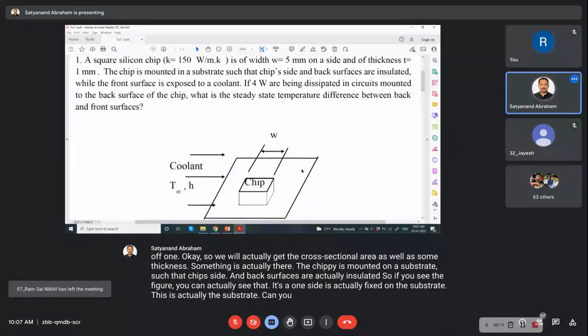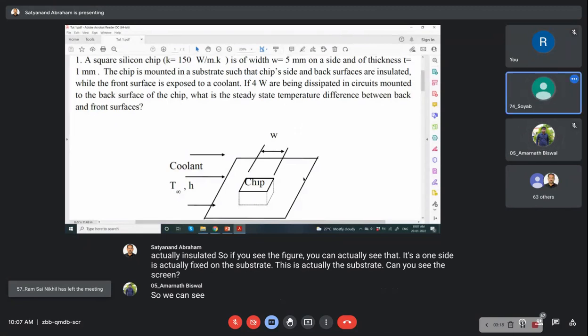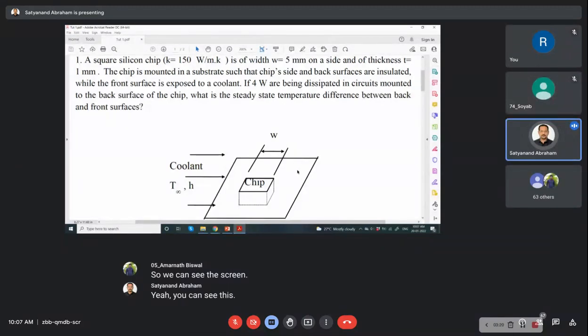Can you all see the screen? Yes, sir, we can see the screen. You can see the cursor also moving, right? Yes, sir.